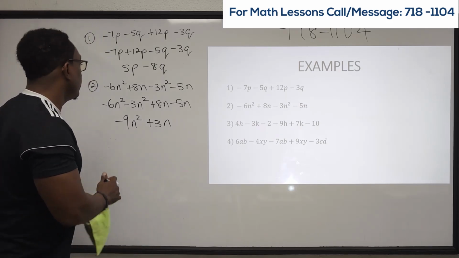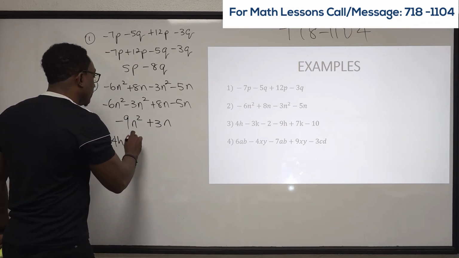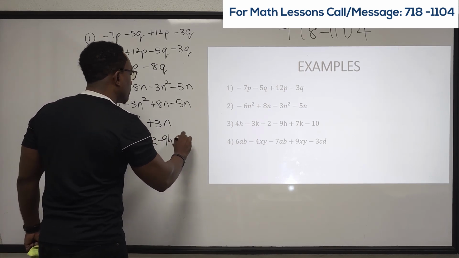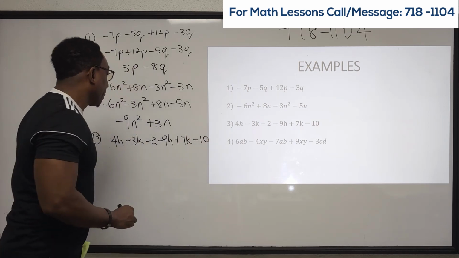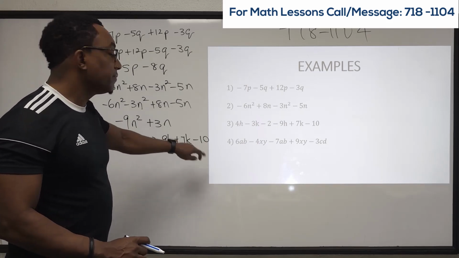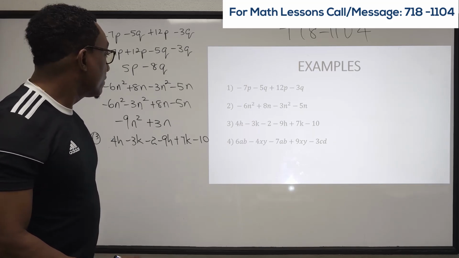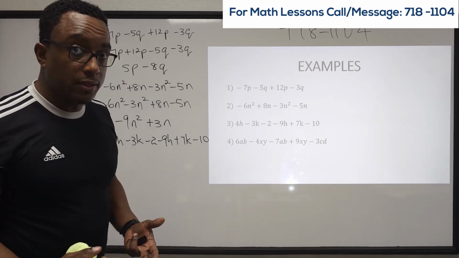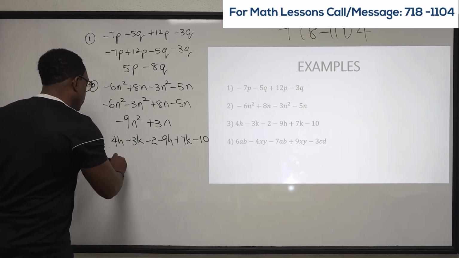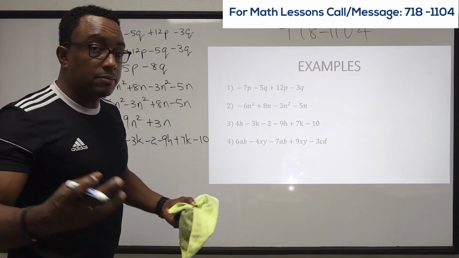So let's move on to 3. We have 4h minus 3k minus 2 minus 9h plus 7k minus 10. So let's simplify this algebraic expression, which comprises 1, 2, 3, 4, 5, 6 terms. And if we look, we have 2 terms involving h, we have 2 terms involving k, and we have 2 constant terms. So let's rearrange by grouping like terms. So this will be 4h, and again, it doesn't matter which one of the variables you place first in terms of the groups, it doesn't matter.